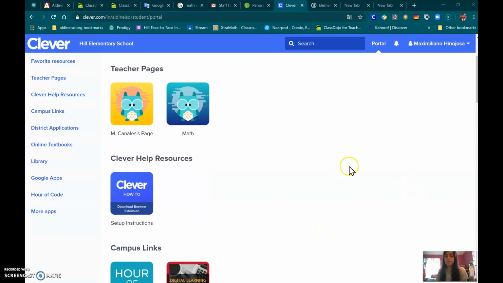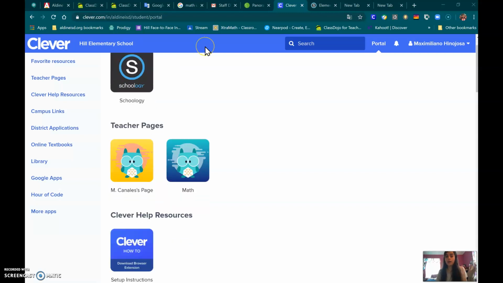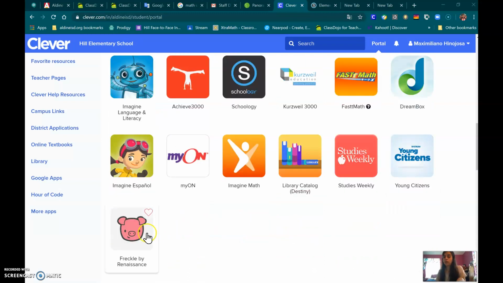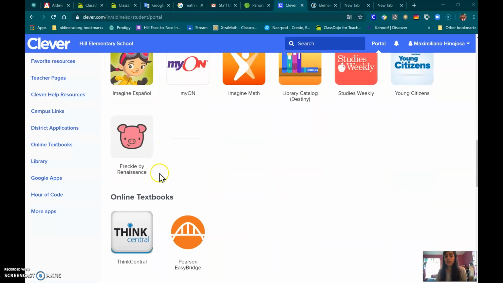First of all, if you already know how to go through Clever because of your Gmail, you know the email and the password, then you're good to go. If you're still having trouble logging in through Clever, let me know and I can assist you. Pretty much you go to the bottom and you'll find Freckle through the district applications. It's the one with a little pig.